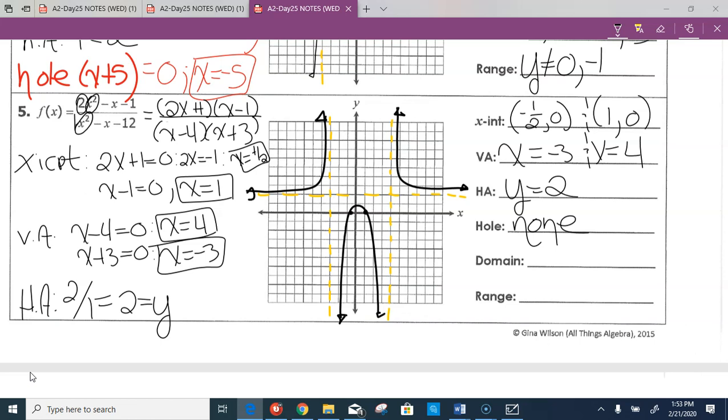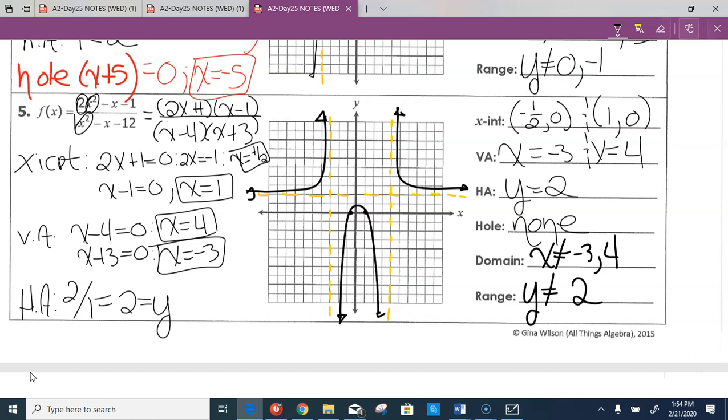What's our domain? Well, our domain is every x value except where I have my vertical asymptotes at negative 3, and at 4. My y values are every value except where I have my horizontal asymptote at y equals positive 2. All right, so those are the 5 basic graphs.